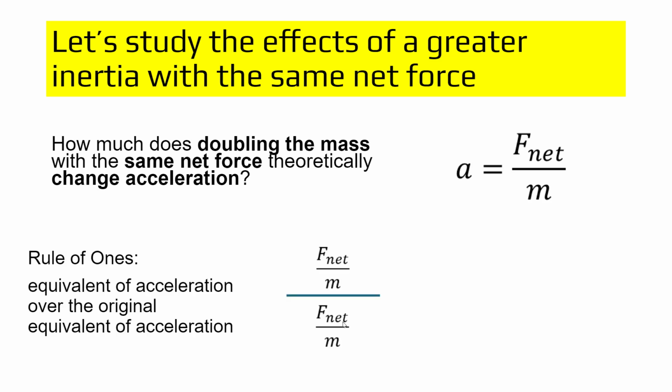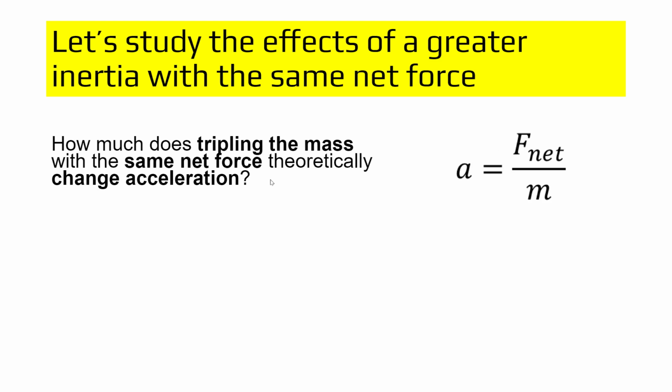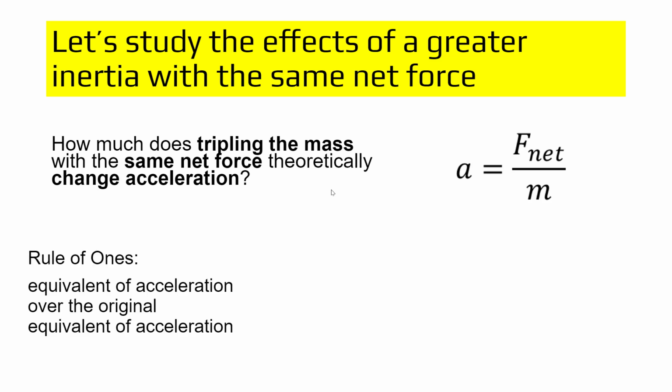Rule of ones, we put the equivalent over the equivalent. We plug in ones for everything that stays the same. The original, of course, stays the same, 1 over 1. But the mass here, we double the mass. We're going to get 1/2 times the acceleration. What about tripling? Because we're going to see this in lab too. We're going to triple the mass. So I'm going to do that by adding 3 carts together.